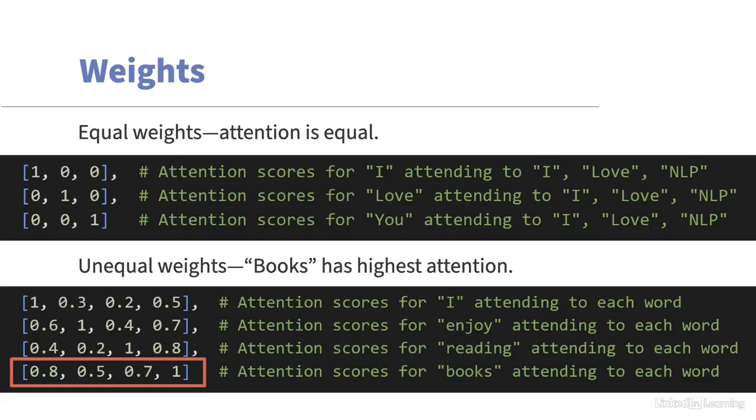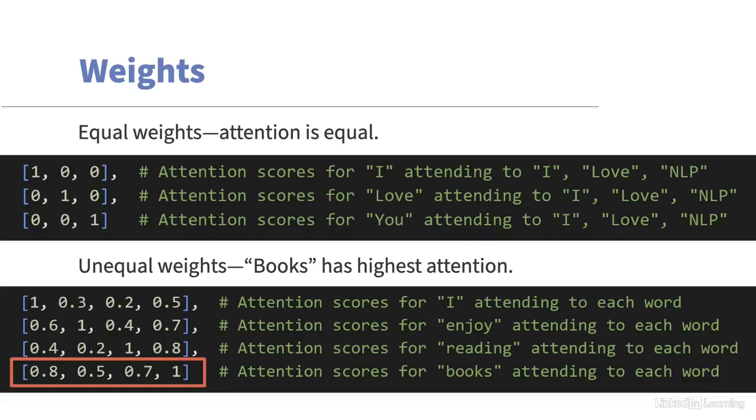From the attention scores in the second example, we can see that "books" has the highest attention score, 1.0, when attending to "I," "enjoy," and "reading." Therefore, "books" receives the most attention in this example, indicating that it has the highest weight or importance in the sequence. The high attention on "books" implies that it may have a strong influence on the predictions made by the model.